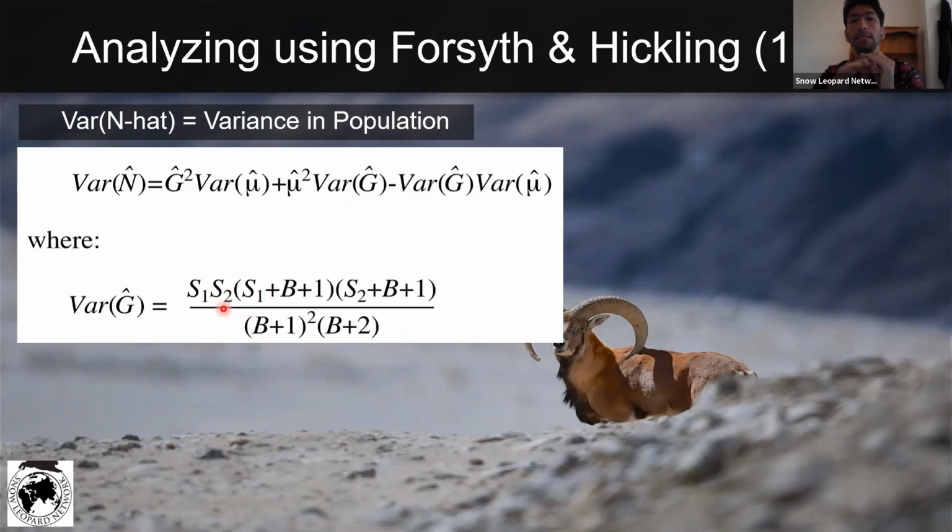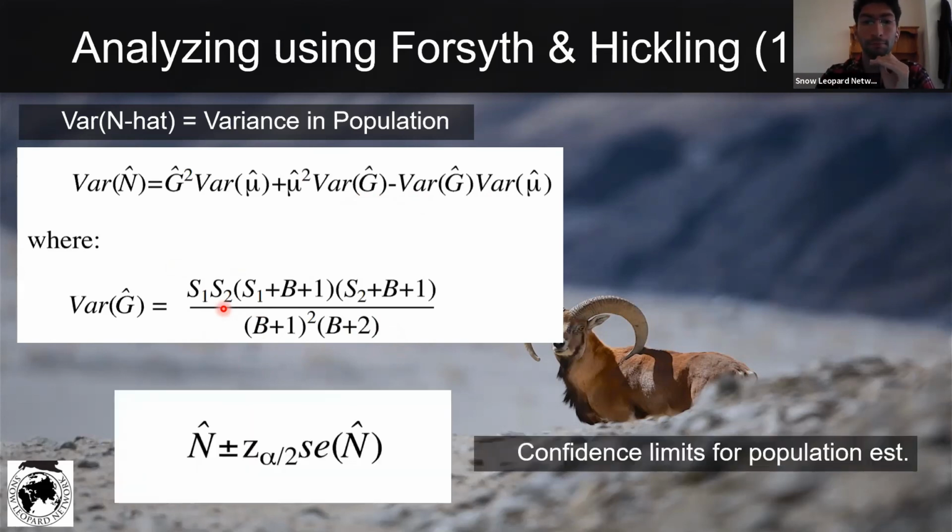So again, this is just to say that using Fawcett and Hickling's method from 1997, you can arrive at a population estimate and a variation in the population estimate using pretty simple arithmetic calculations. And if you want the confidence level for the same, it's basically going to be plus or minus the z value of half alpha times the standard error of that population estimate. So that's one way of doing it.